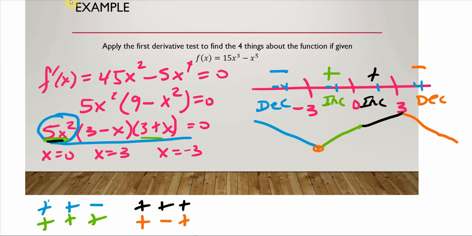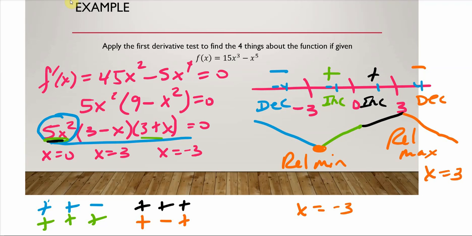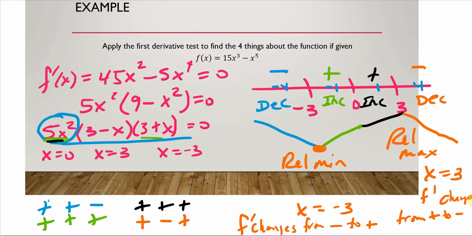So just by looking at this, I'm going to have a relative min here at x equals negative 3, and over here I'm going to have a relative max at x equals 3. Now why do I have a max there? Because f prime changes from what? From positive to negative. And over here f prime changes from negative to positive.